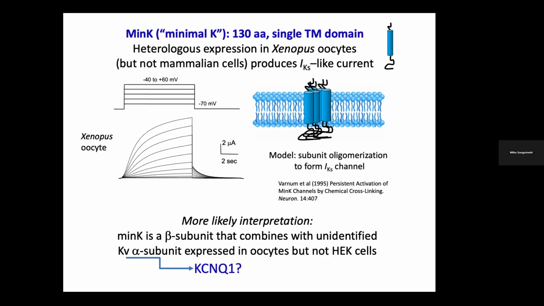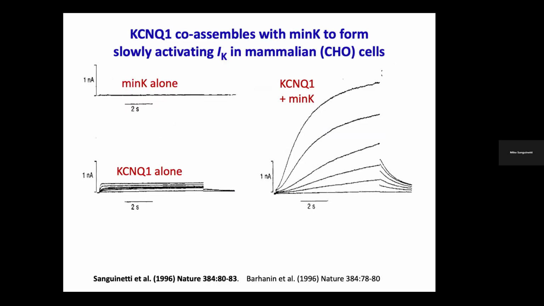And again, I think within days of that, we did that experiment in the mammalian cells and showed that min-K alone doesn't do anything, just like what other people had reported. KCNQ1 gives you these little currents. You put the two together and you get these huge currents. They're very slowly activating.